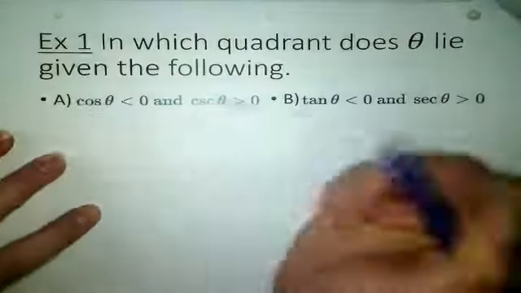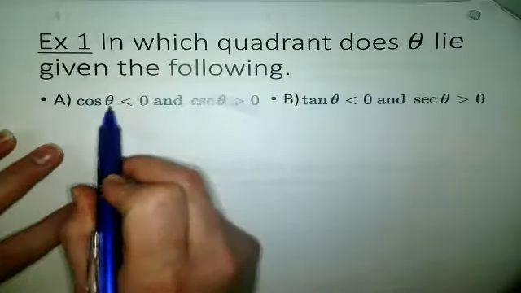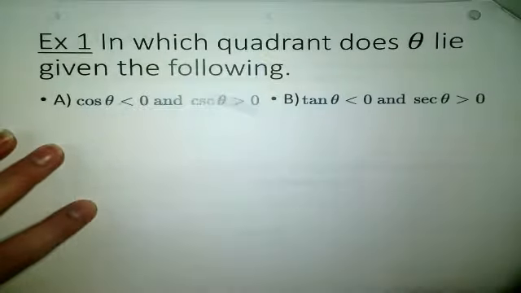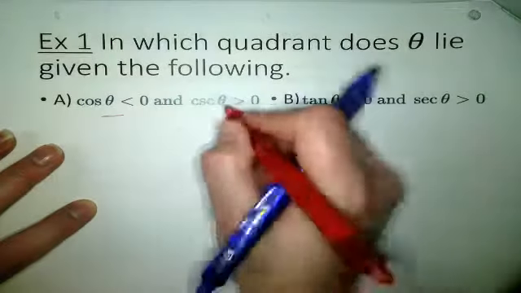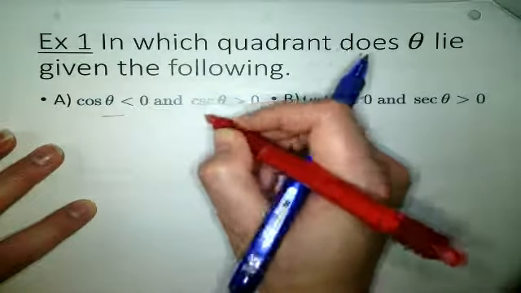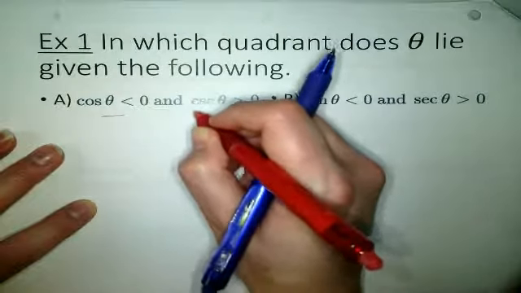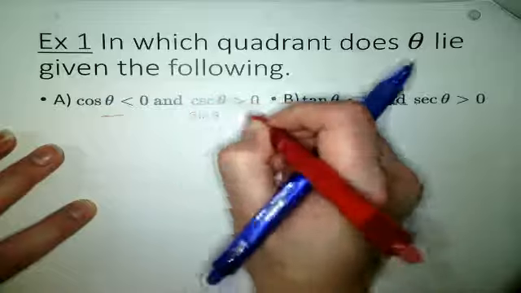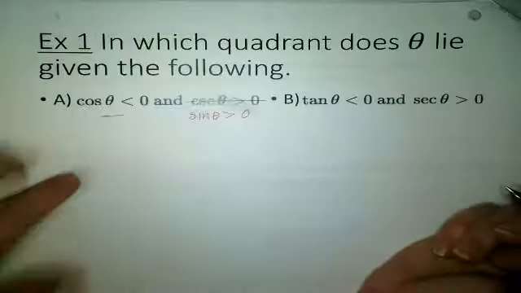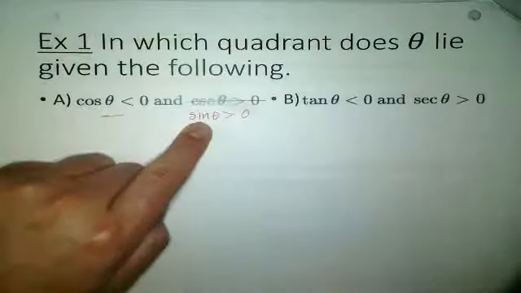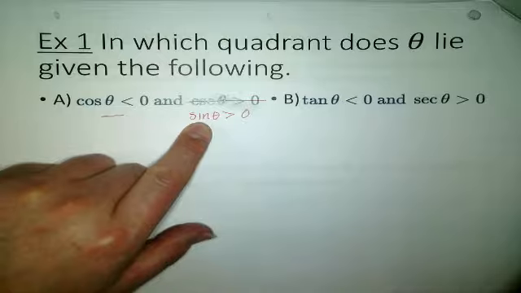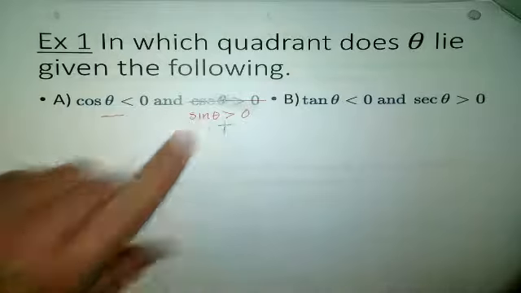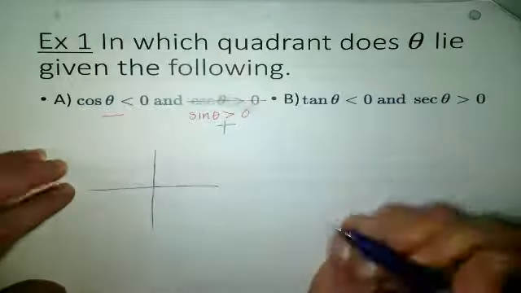All right. So they're telling me that cosine is less than 0. So cosine is negative. And cosecant is greater than 0. Now cosecant is the reciprocal of sine. So I'm just going to automatically convert that and say I don't really care about cosecant. It has the same sign as sine. And it turns out to be positive. So what I'm going to do is just make a little picture.